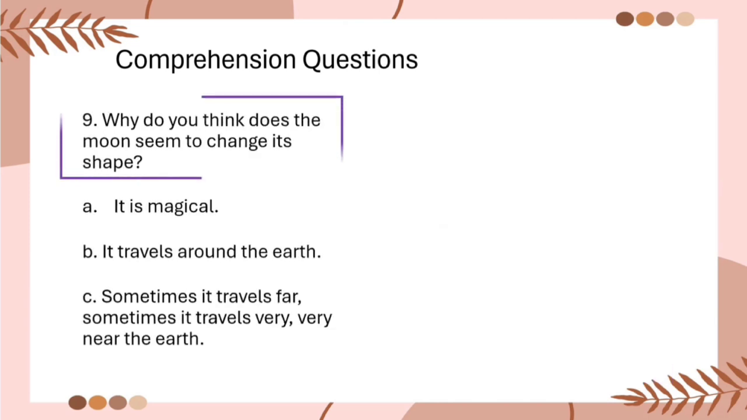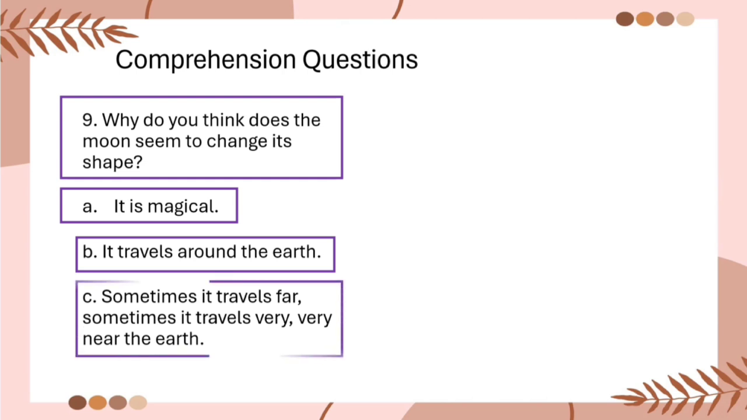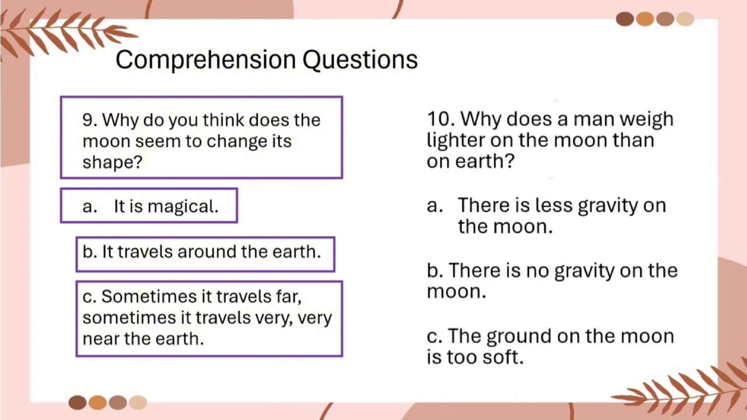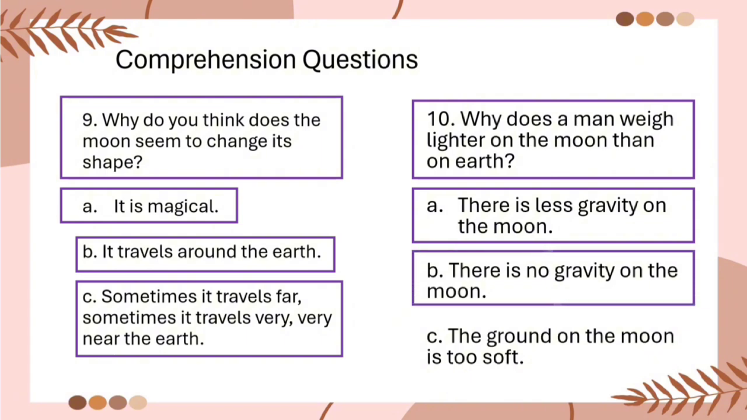9. Why do you think the moon seems to change its shape? A. It is magical. B. It travels around the Earth. C. Sometimes it travels far, sometimes it travels very, very near the Earth. 10. Why does a man weigh lighter on the moon than on Earth? A. There is less gravity on the moon. B. There is no gravity on the moon. C. The ground on the moon is too soft.